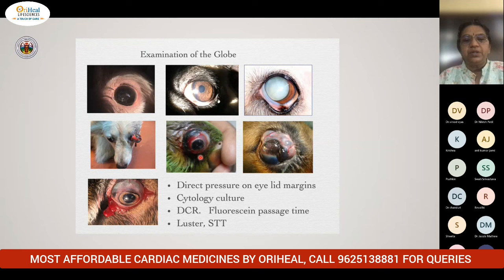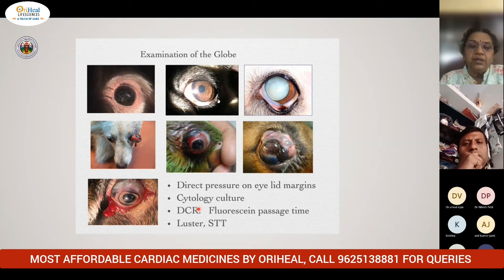These all happened in the parrot. Such a proptosis can also occur subsequent to some lesions in the eye. So this is a tumor in the eye, that is why the contents have come out and it is not occupying the orbit. This is a very rare case of proptosis of the eye in a goat. So you have to directly apply some pressure on the eyelid margins and check whether there is any pain. And if there is discharge like this, or a tumor like this, you can go for cytology. And for any ocular discharge, you have to study the DCR, dacryocystorhinography, and the fluorescein passage time.